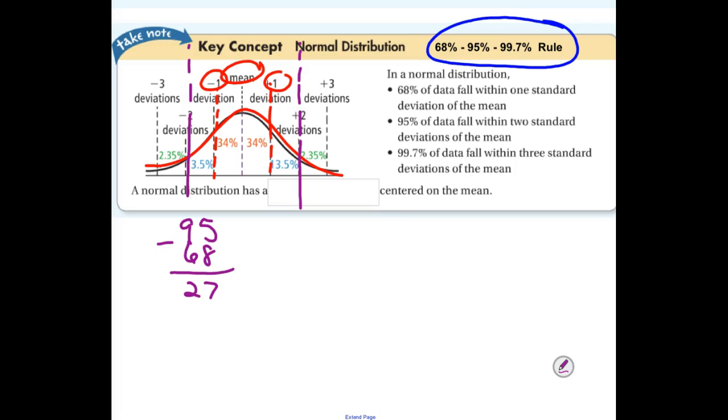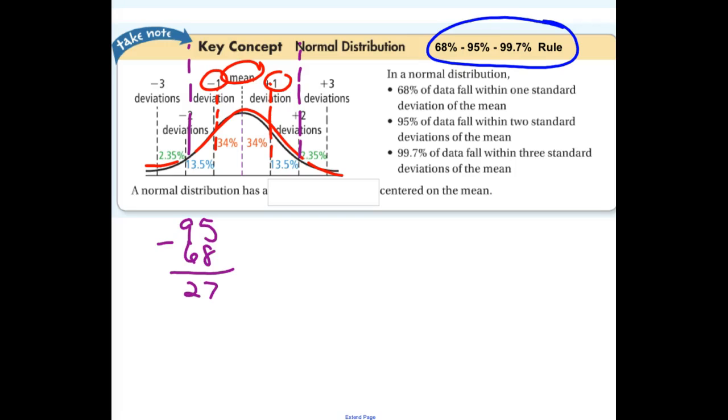13 and a half. That's where these numbers are coming from. Okay? As I make them unreadable. Okay? So we have 13.5% split in each of those chunks. So if we add it up, 13.5 plus 34 plus 34 plus 13.5, that's our 95%.